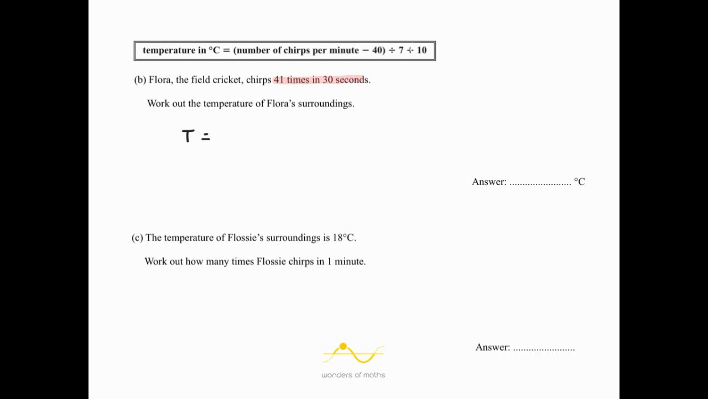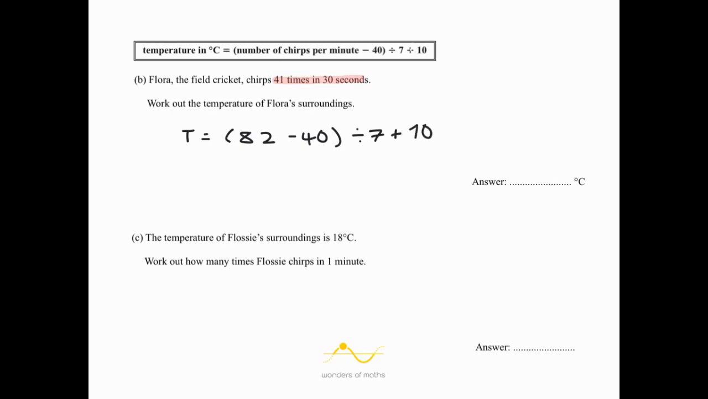We always stress the importance of paying careful attention to units, and this is a perfect example of why this is so important. The question is giving us the number of chirps per 30 seconds, while the formula needs it per minute. Luckily, this is a simple conversion. We know that in 30 seconds, we have 41 chirps, and 30 multiplied by 2 gives us 60, which is the number of seconds in a minute. So we multiply both sides by 2 to give us our final answer for the number of chirps per minute. So we can now plug this into our equation.